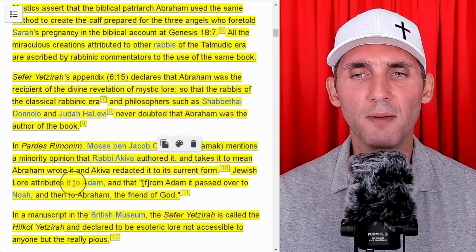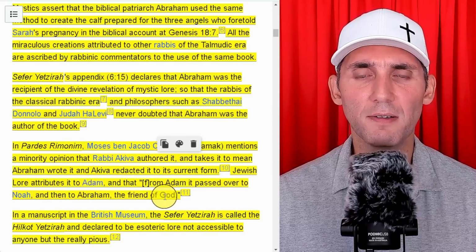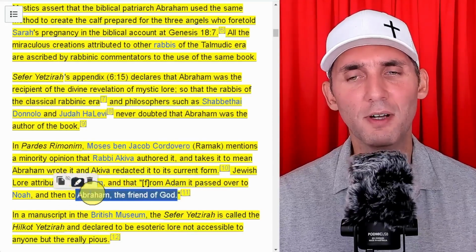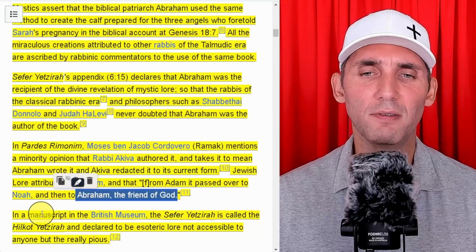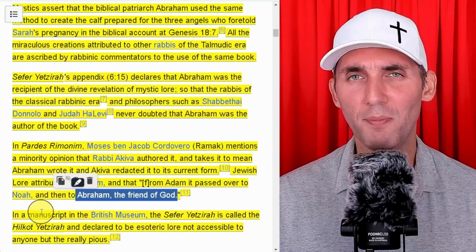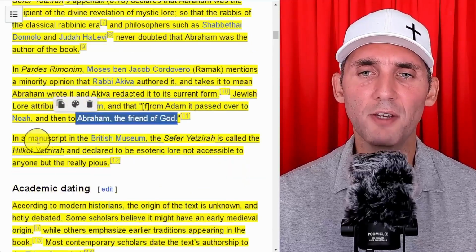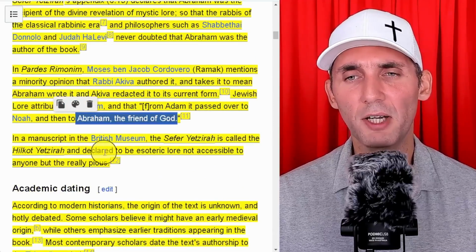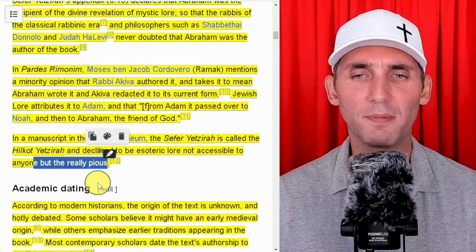Jewish lore attributes it to Adam, and that from Adam it passed over to Noah and then to Abraham, who was a friend of God. And of course, Shem was the one who passed down all these other traditions, and so there you go. Illegitimizing Christ, when the Bible tells you the truth, which is that you're justified by faith, that Shem died before Abraham, that Jesus is the only way to the Father, and so on and so forth. Traditions of men. In a manuscript in the British Museum, the Sefer Yetzirah is called the Hilkot Yetzirah and declared to be esoteric lore not accessible to anyone but the really pious.